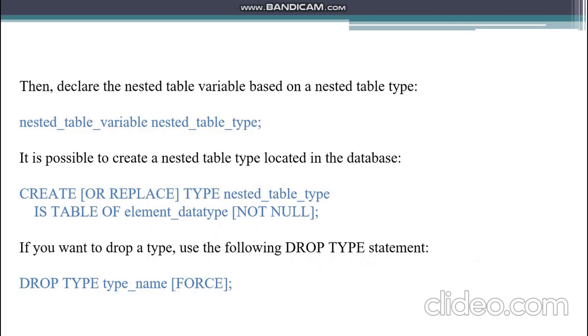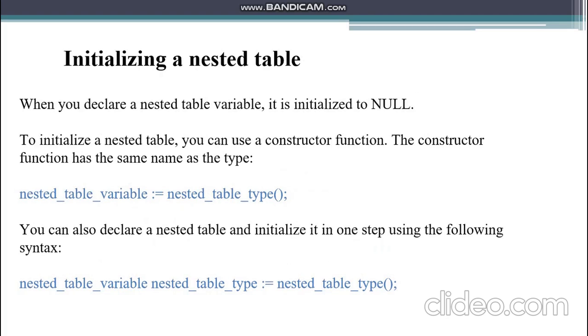So nested_table_variable, nested_table_type, and it is also possible to create a nested table type located in the database. Just like CREATE OR REPLACE TYPE nested_table_type IS TABLE OF element_datatype, the data type we want to enter in the nested table. And if we want to drop a data type, use the following DROP TYPE statement, just like DROP TYPE name FORCE; So we declare a nested table.